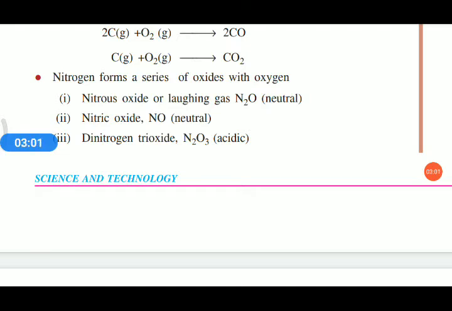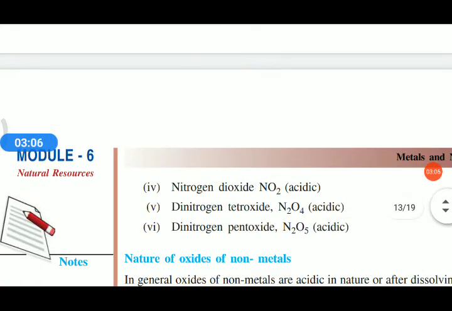Dinitrogen trioxide, N2O3. It is acidic. Nitrogen dioxide, NO2. It's also acidic in nature. Dinitrogen tetroxide, N2O4, and dinitrogen pentoxide, N2O5, both are acidic in nature. That means almost 6 oxides are formed by nitrogen. All these are formed in different situations.